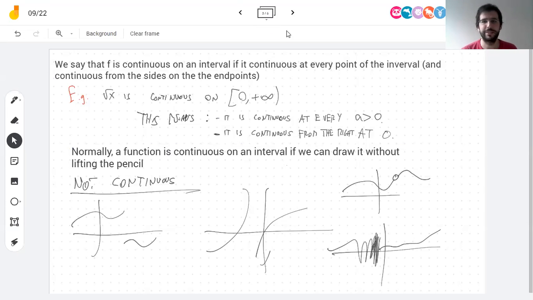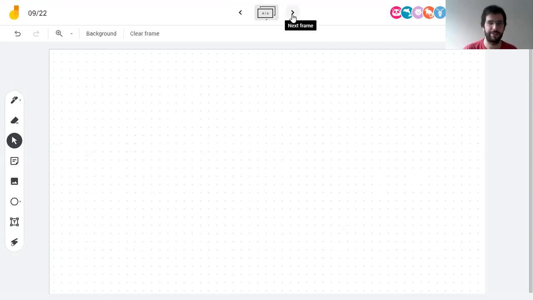I've heard a story where someone asked, in an SAT kind of exam, if there was a function discontinuous at exactly 20 points. People were very sad.